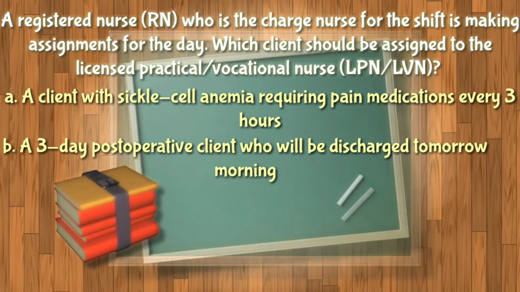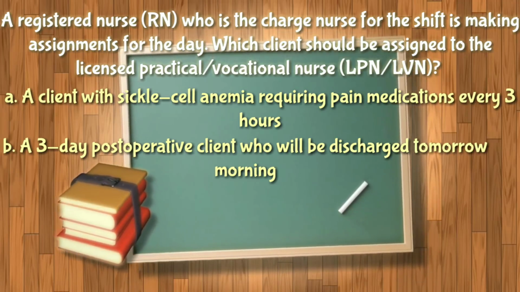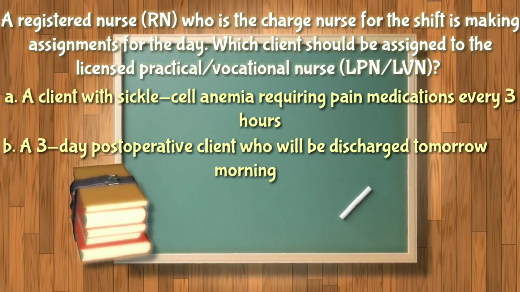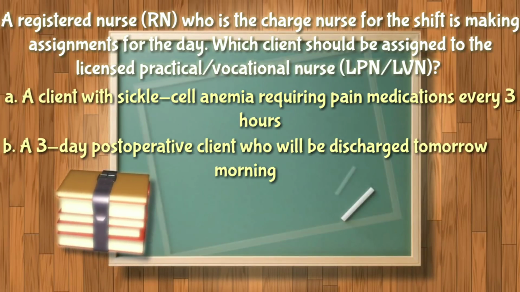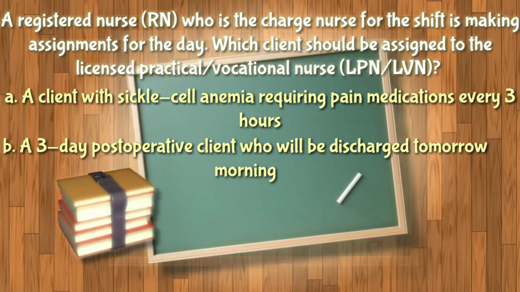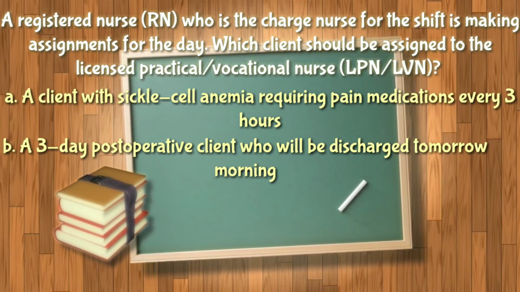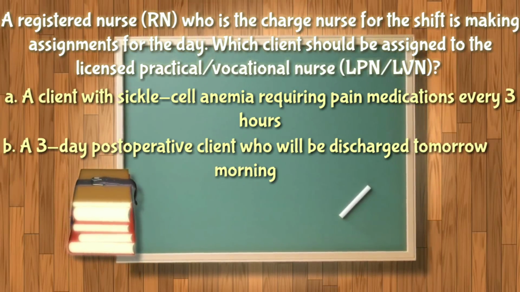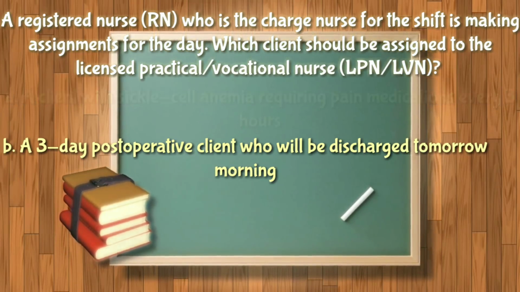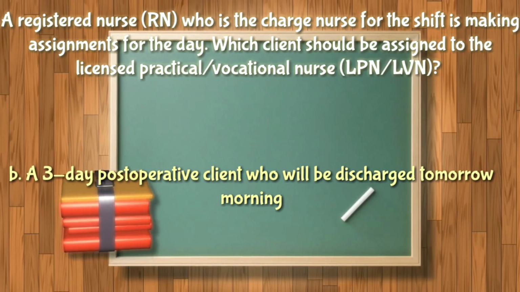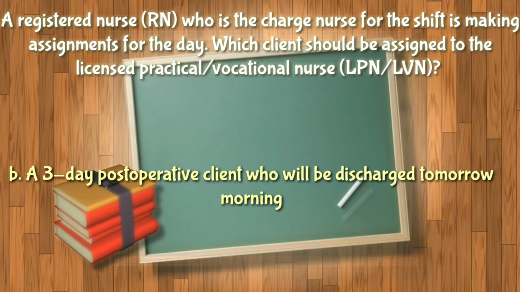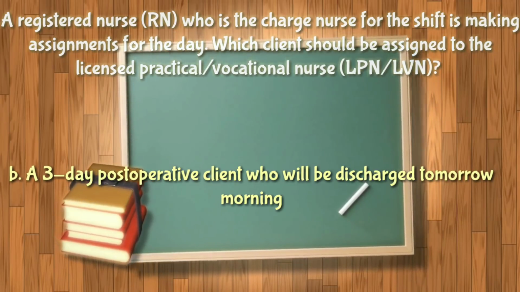So among the two, a client with sickle cell anemia who requires pain medication every 3 hours would need frequent observation and assessment. Because of the RN's ability to problem solve and think critically, this client should be assigned to a registered nurse. That's why the answer is the 3-day post-op client who will be discharged tomorrow, which is stable.